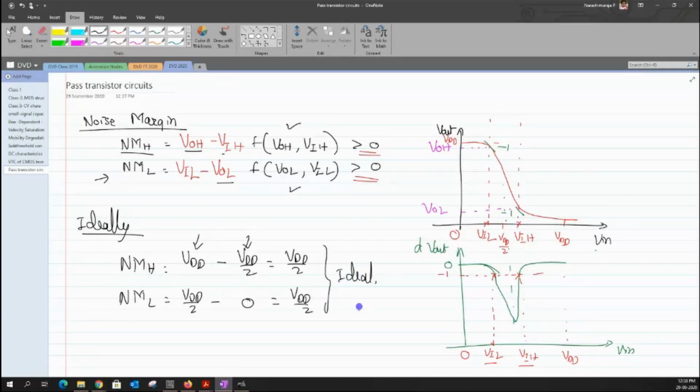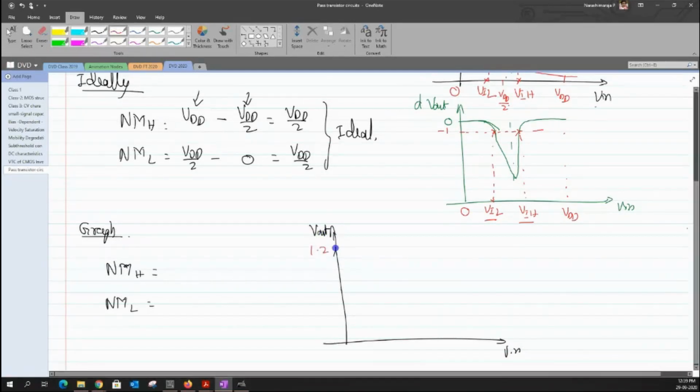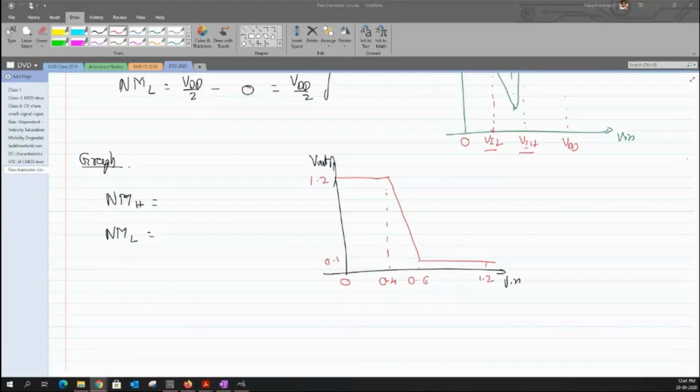But normally we will not have this kind of situation, and we will have values for NMH and NML which are less than VDD by 2. Clear? So now let me do a simple exercise here. Let me draw a graph, and I want you to compute these NMH as well as NML values. These are the voltage ranges that I have given for both Vin as well as Vout. I want you to compute the value of NMH and NML for this.